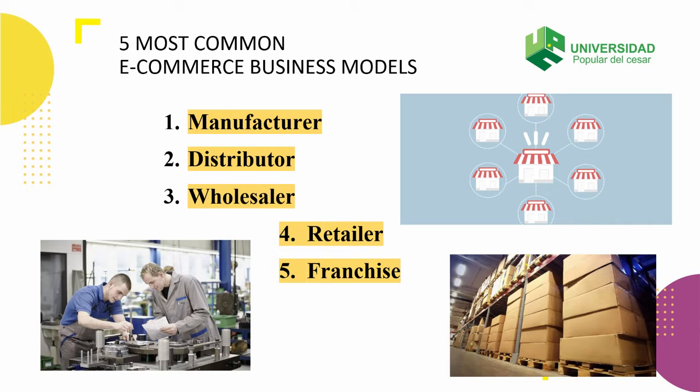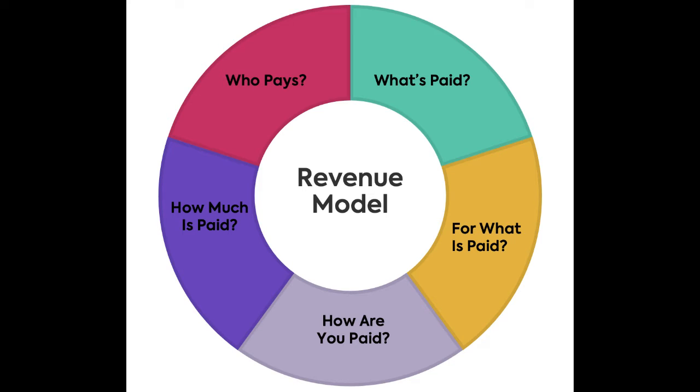5. Franchise. In the franchise business model, an e-commerce entrepreneur pays for the right to sell a product or services under the franchise name. A franchisee adopts the business model of a particular franchise, meaning they can be a manufacturer, distributor, wholesaler, or retailer. The revenue model is considered a high-level overview of the revenue structure of a business. Within this model, a company can have a number of different revenue streams, different sources of income.